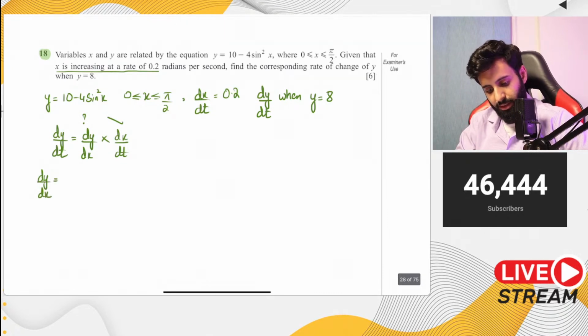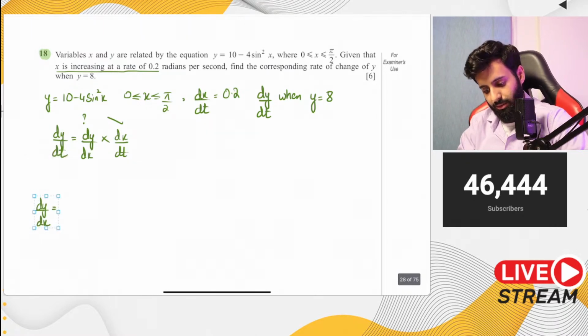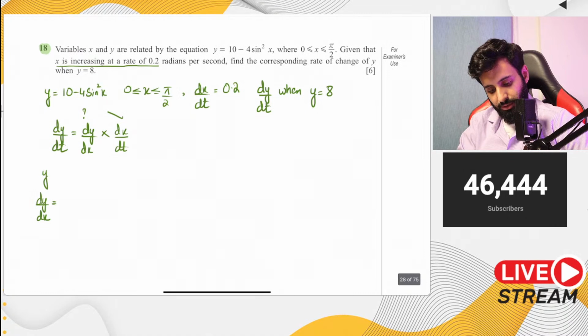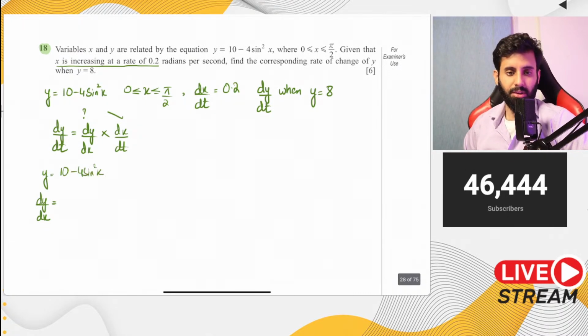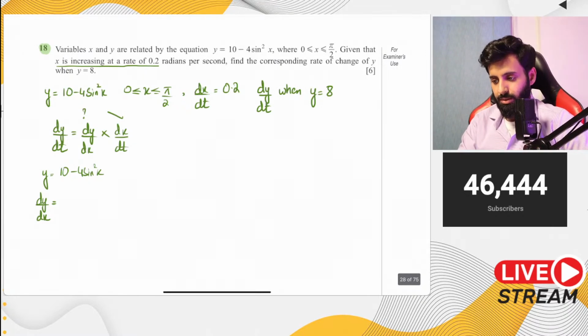So how can we find dy by dx? We can find dy by dx by simply differentiating the equation of the curve. So what's the equation of the curve? It's 10 minus 4 sine squared x. So let me ask you guys this question. What will be the differential of 10 minus 4 sine squared x? Question for you guys. Let's see. How much do you remember of differentiation? What will be the differential of 10 minus 4 sine squared x?